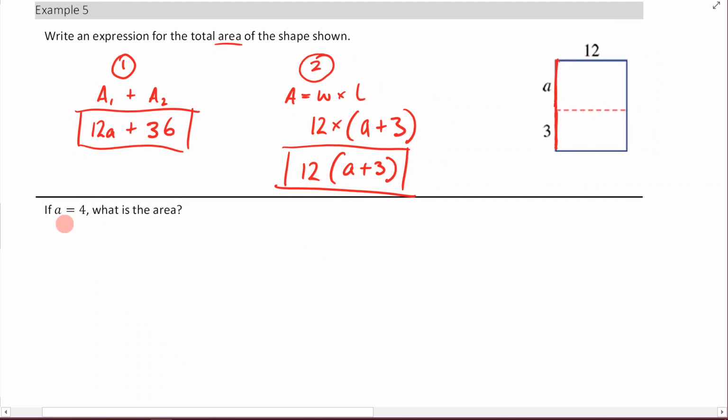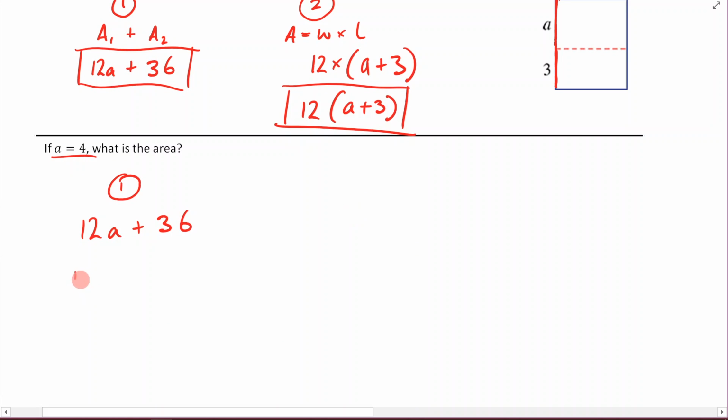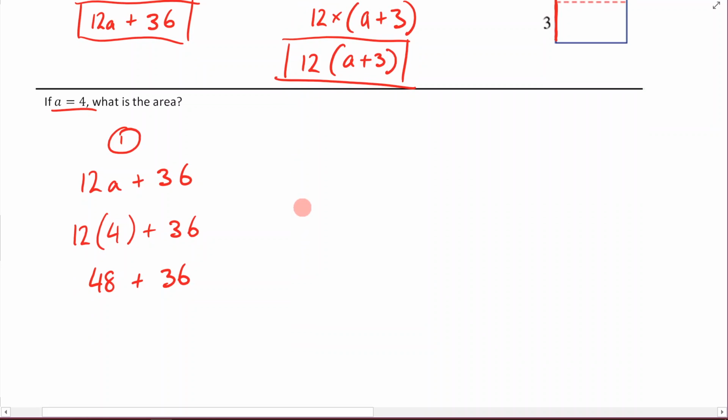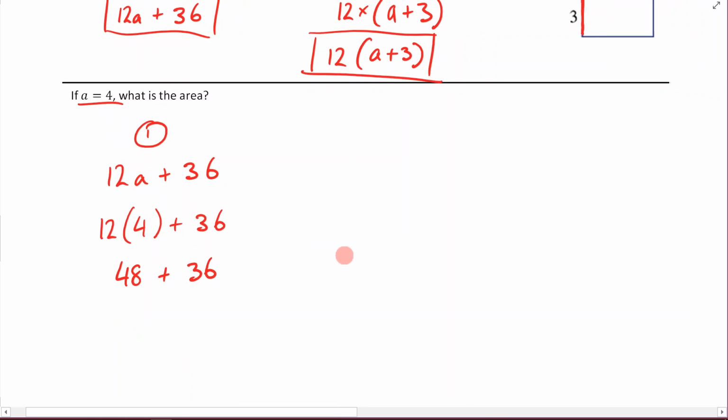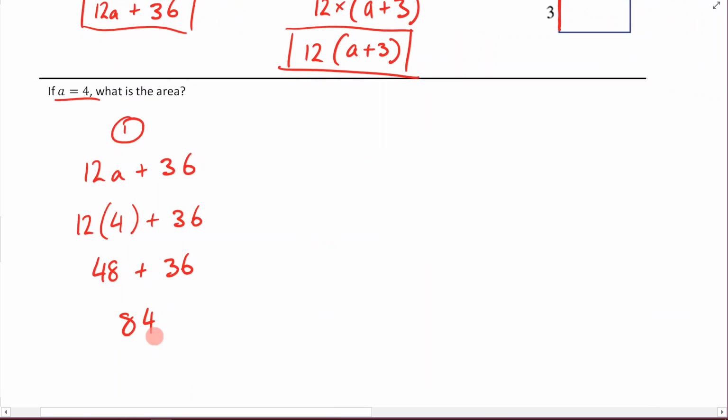So the last thing we have to do here, if A is equal to 4, what is the area going to be? So let's use our first expression here, 12A plus 36. So what we're going to do here is let A equal 4. So we're going to get 12 times 4 plus 36. What is 12 times 4? It is 48 plus 36. What is 48 plus 36? It is going to be 84. That would be our answer.